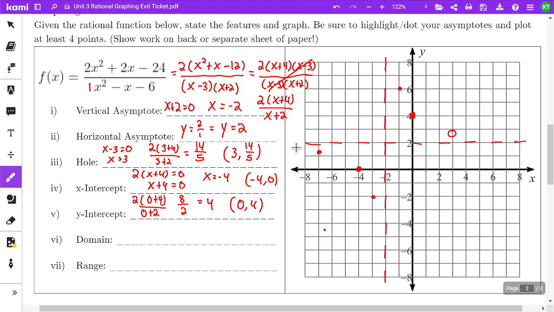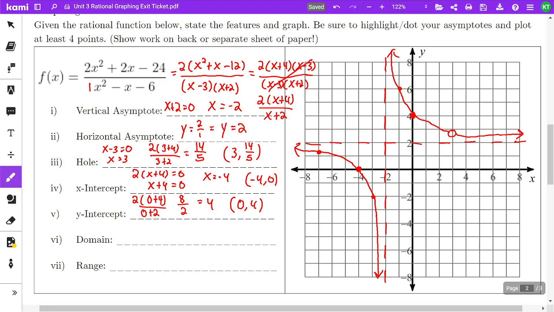So I'm going to go ahead and connect my dots here to graph. And I'll do it on the other side as well. And that is what my graph, a sketch of it, looks like. It's not great, but that's what it should look roughly like.